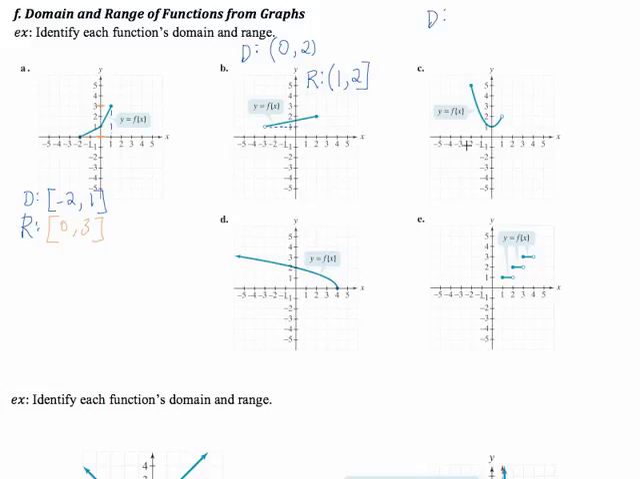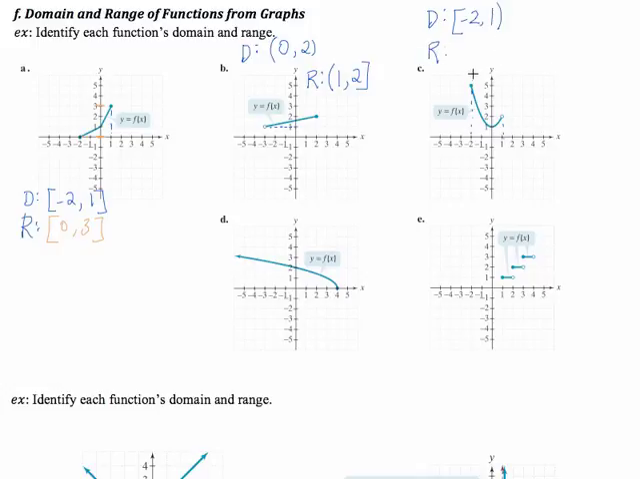Then on part C, for the domain, we go from left to right. My first x value is right here at x equals negative 2, including it. Then I have a continuous line, so all of these x's are in the domain right up to this one at 1, not including 1 because I have an open circle.